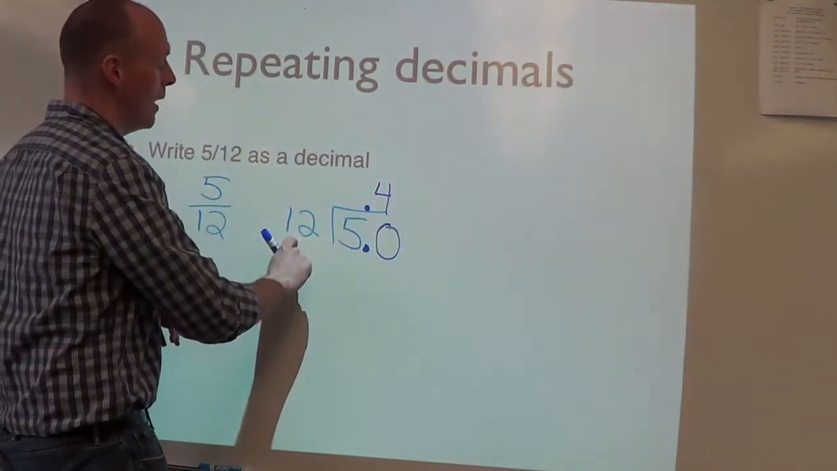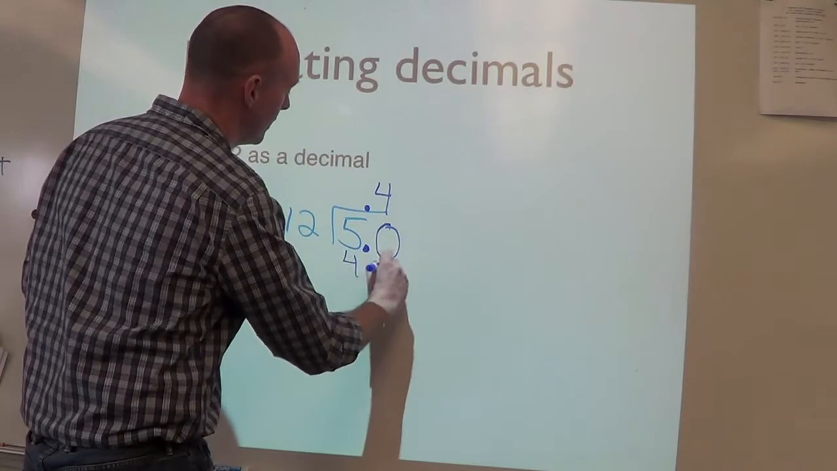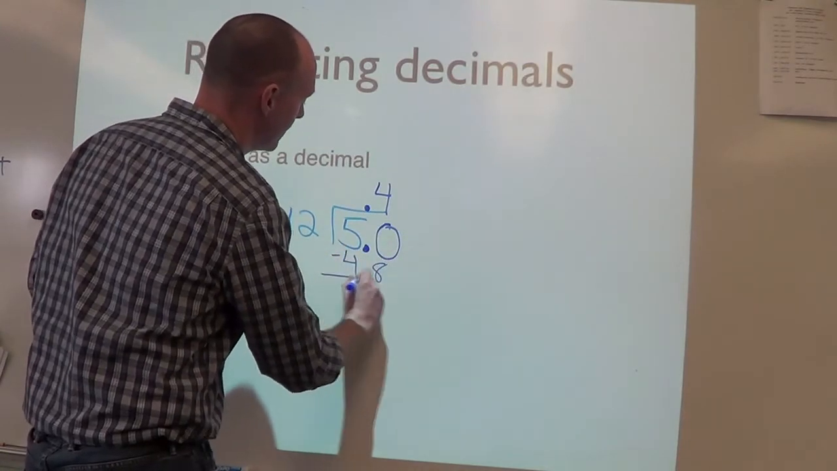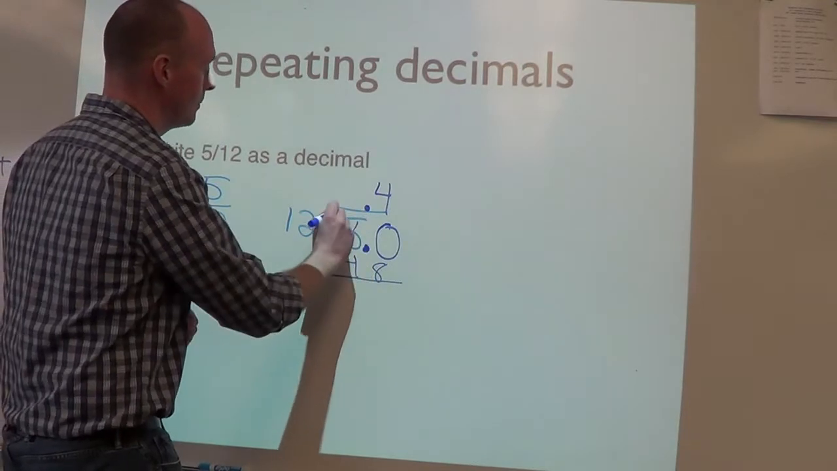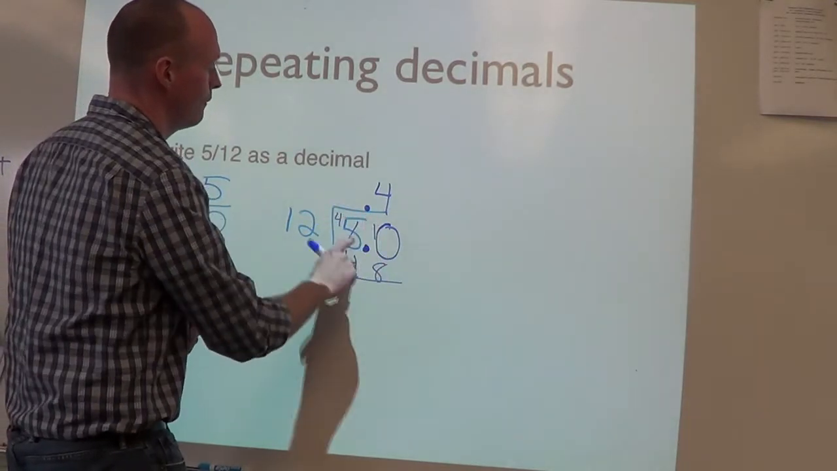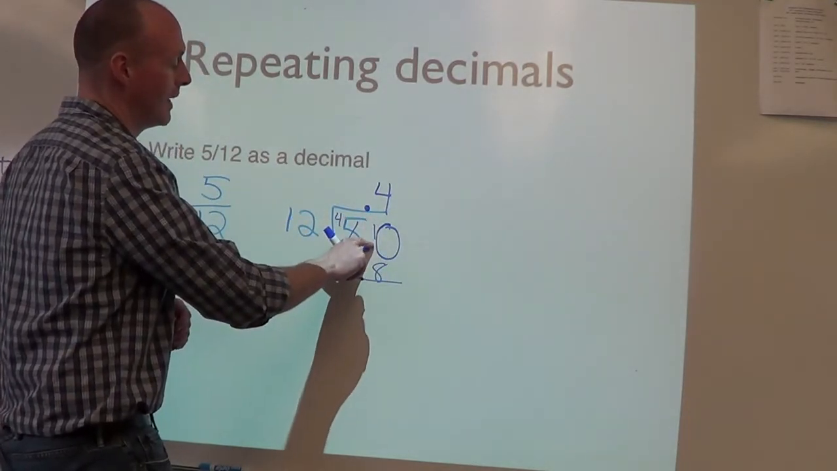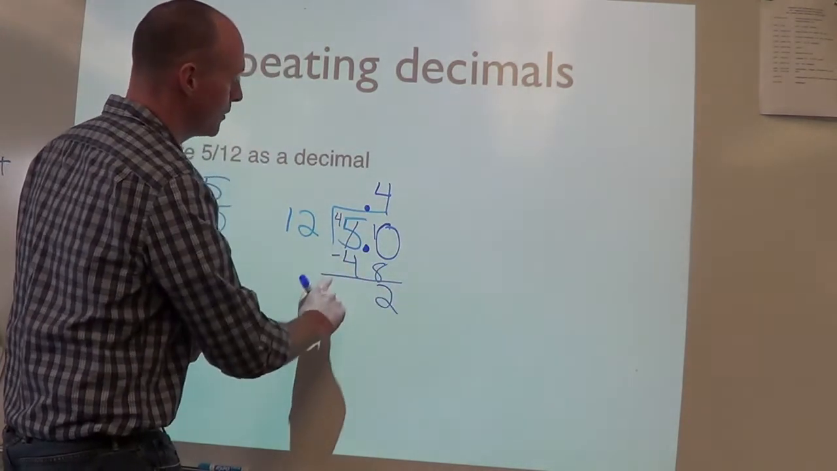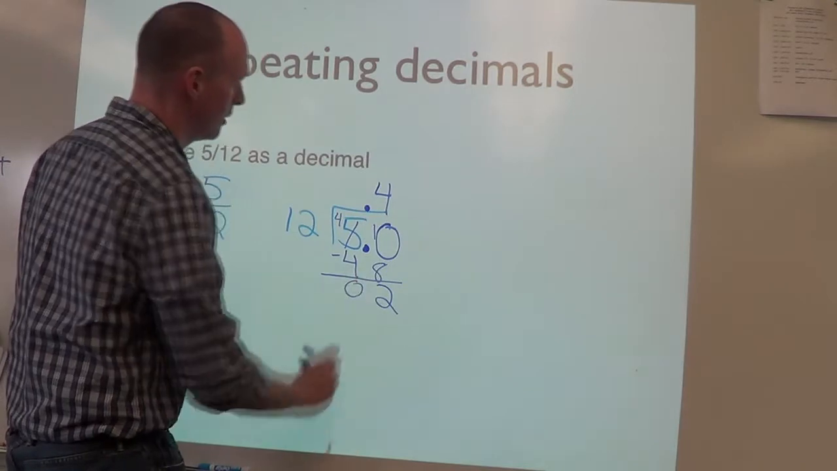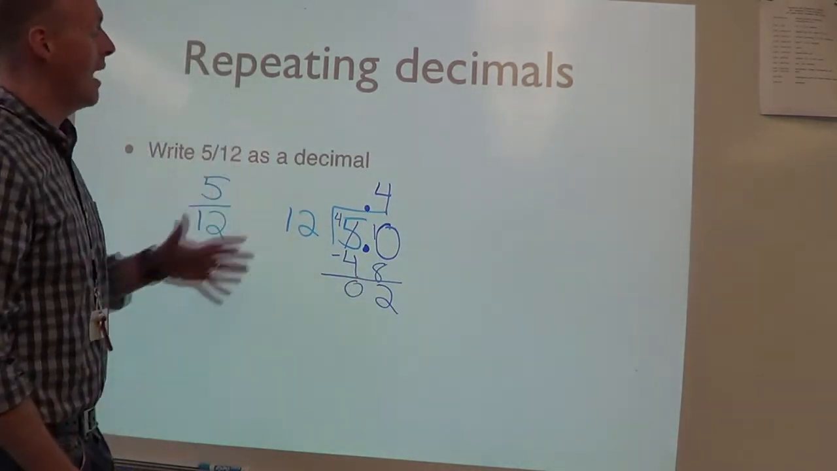4 times 12, 48. Subtract. 0 minus 8, you can't do it. 5 becomes a 4. 10 minus 8 now is 2. 4 minus 4 is 0. Perfect. Now I look again.